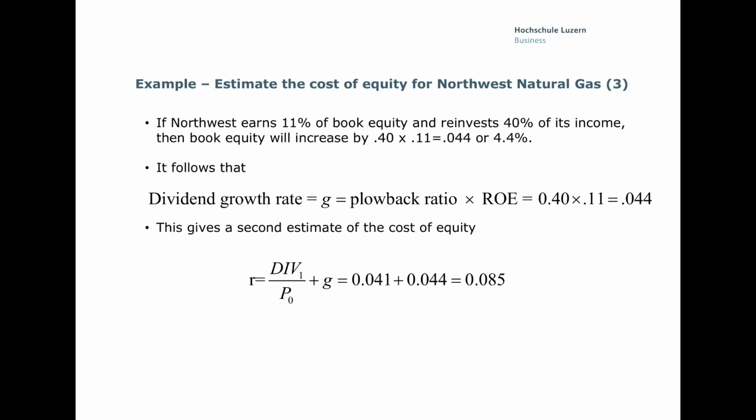It follows that if Northwest earns an ROE of 11% and reinvests 40% of its income, then book equity will increase by 4.4%. This implies that the dividend growth rate corresponds to 4.4%. Note that this approach requires that the plowback ratio and ROE remain constant forever. Using this dividend growth rate gives a second estimate of the cost of equity, which is found to be 8.5%.